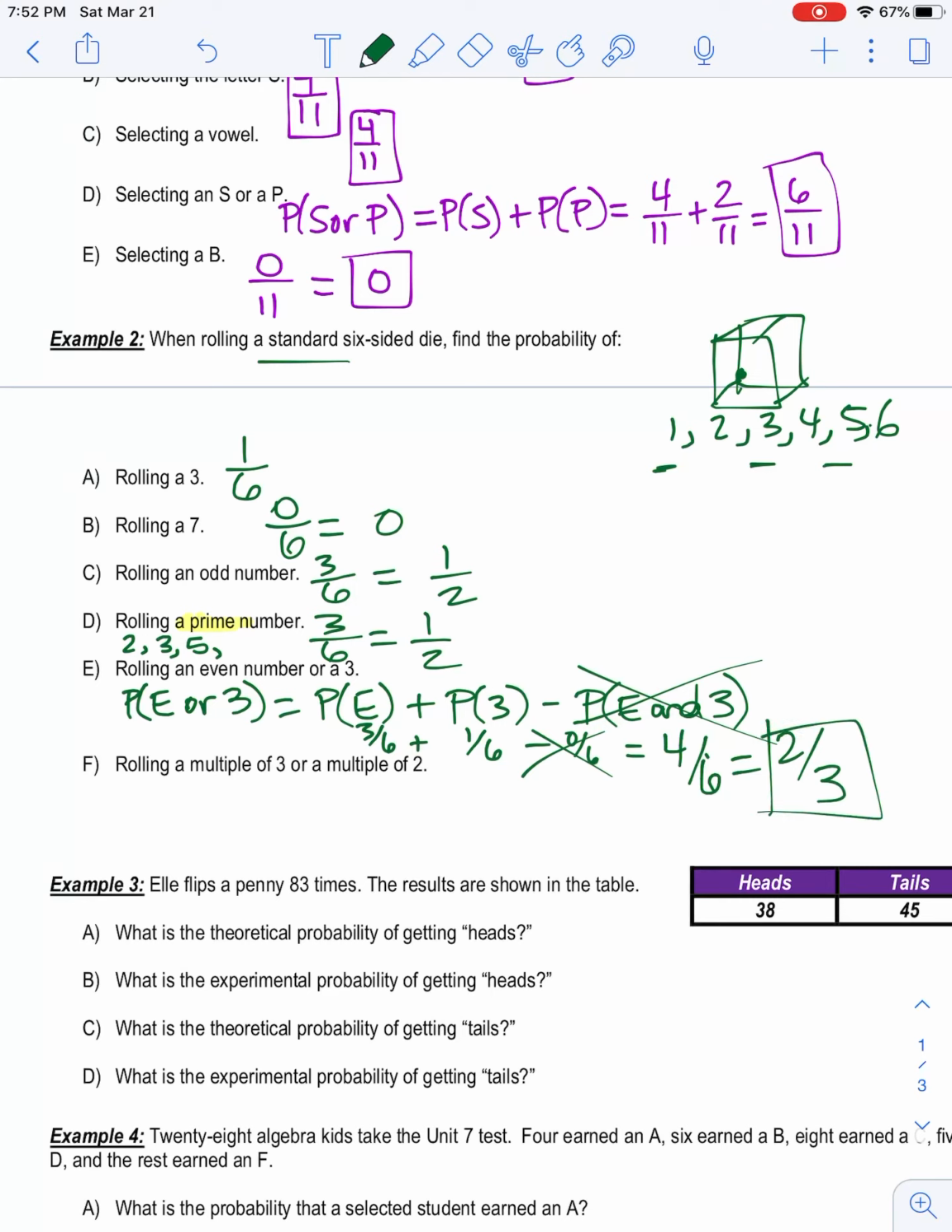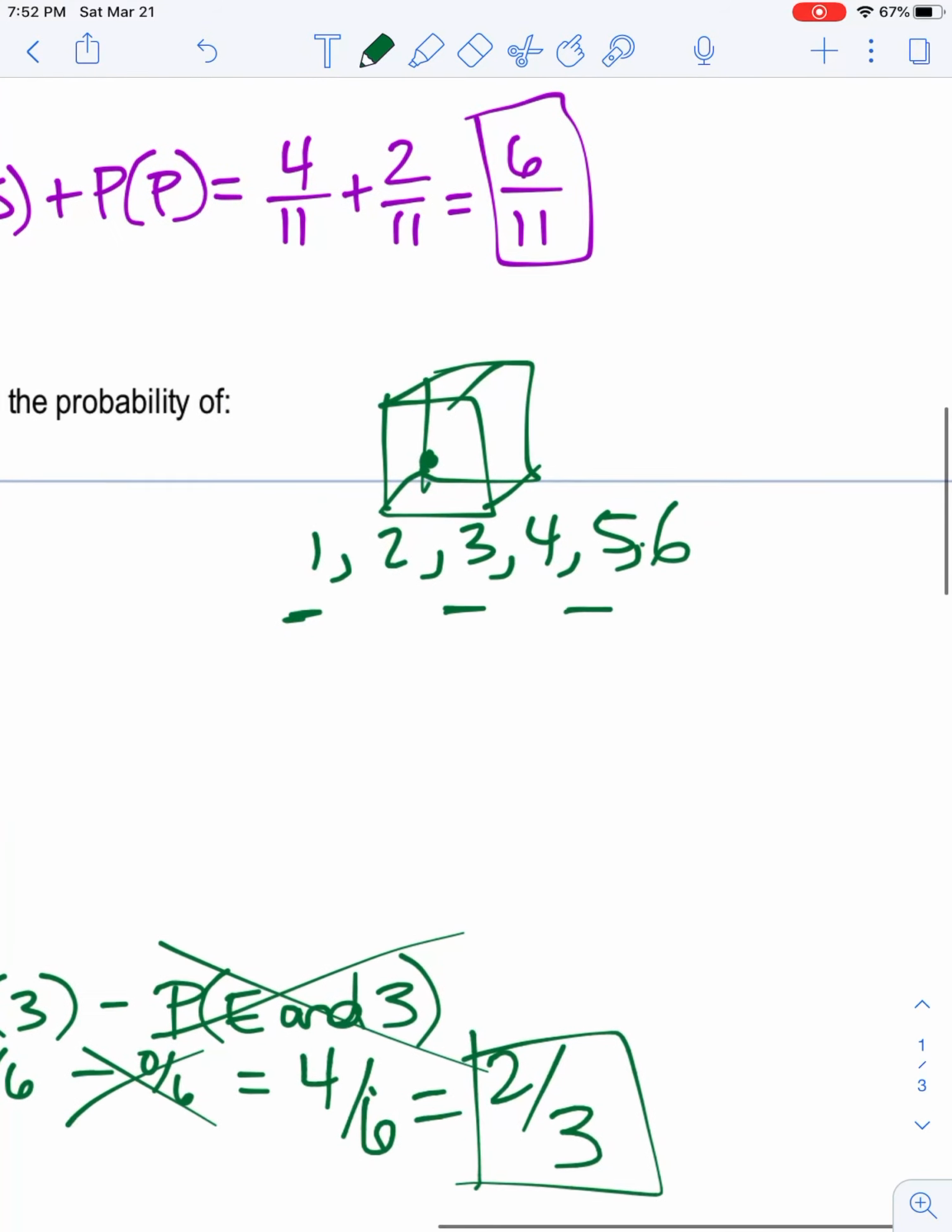The last one is rolling a multiple of 3 or a multiple of 2. So let's talk about what the multiples of 3 are and what the multiples of 2 are. All right, a multiple of 3 would be 3. I'm sorry, multiples of 3 do not include 1. I was thinking of factors for a second. Multiples of 3 would be 3 and 6.